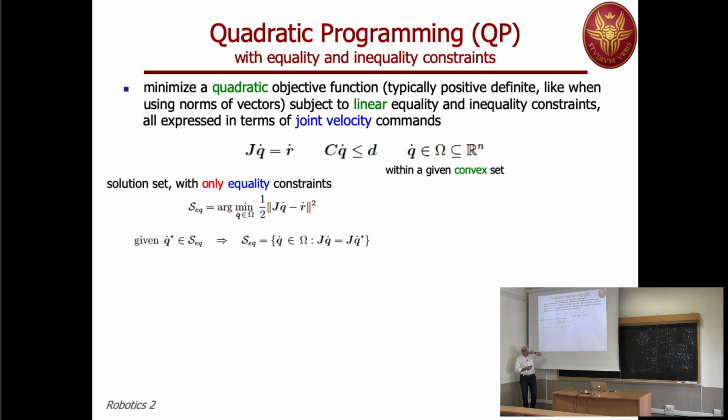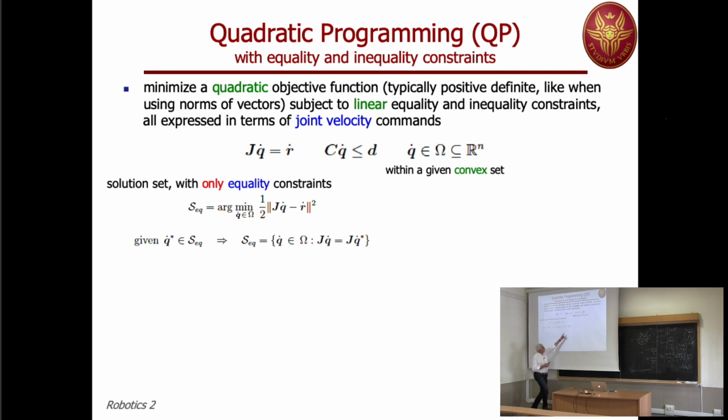Remember that it is not said that we are able to zero that error, but we are minimizing the error in norm. So take any of this solution, one specific one. Let's call this Q dot star, and all the set that minimize will be given by the Q dot which provide the same value of J Q dot star, so the same value of R dot. Okay, this is quite obvious.